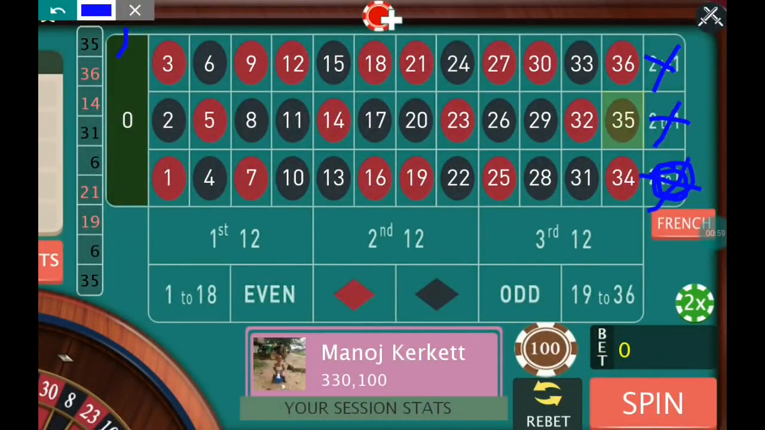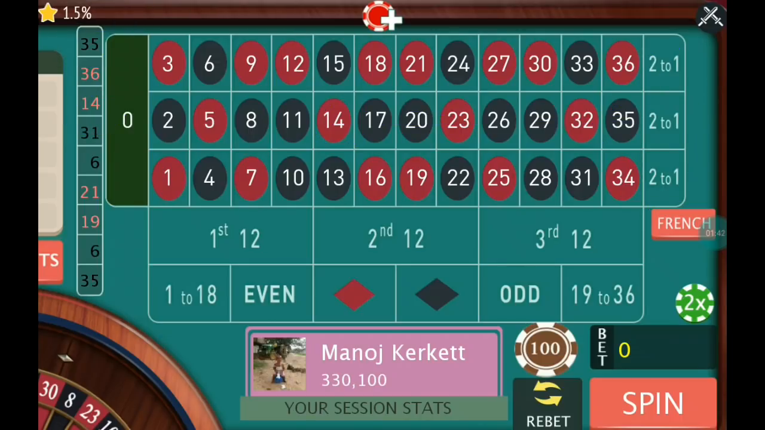Suppose the last number is 35, so you can select this column, or any random number you can also select, or you can select the previous third column. This means 14, so where is 14? This is 14. You can select this column. So which column you select doesn't matter. What matters is the strategy to increase your bet on your loss and to decrease your bet on a win. How we can win from this strategy is very important.